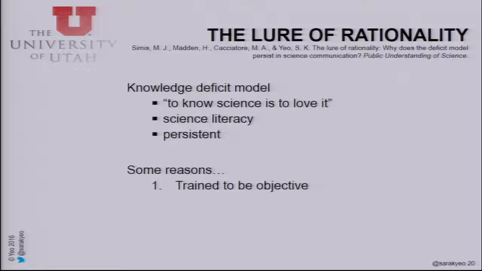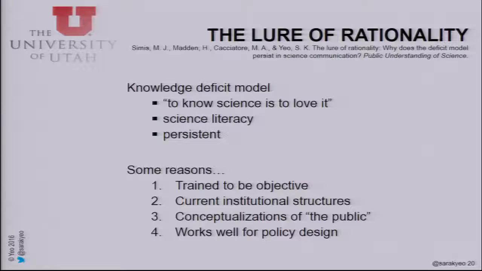First of all, scientists tend to be trained to be objective, right? We reevaluate our hypotheses given the data that we get. Secondly, the institutional structures sort of encourage us in this way. We lack communication training, right? So if we're trained as scientists and lack this type of communication training, we immediately go to, well, if we give people information, they're going to reevaluate and change their minds and attitudes toward this.